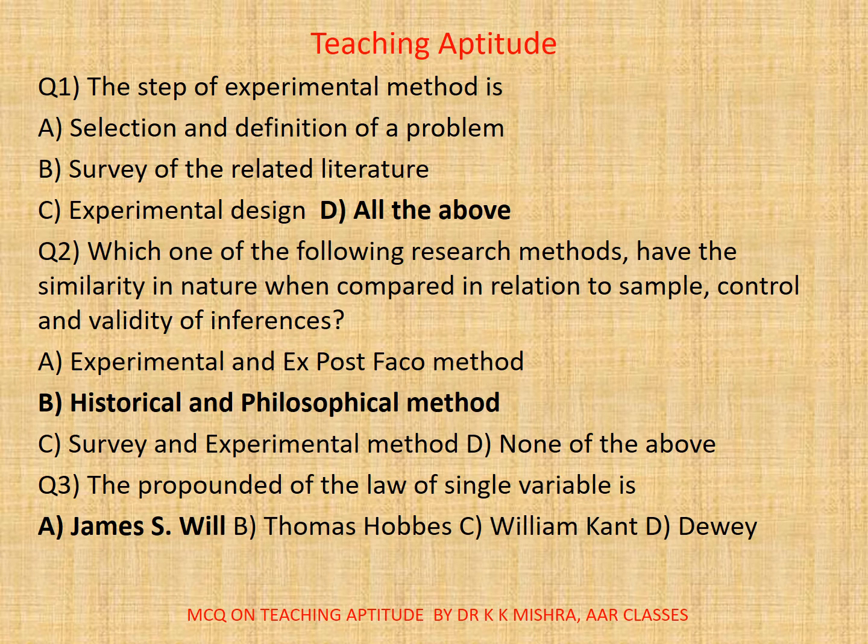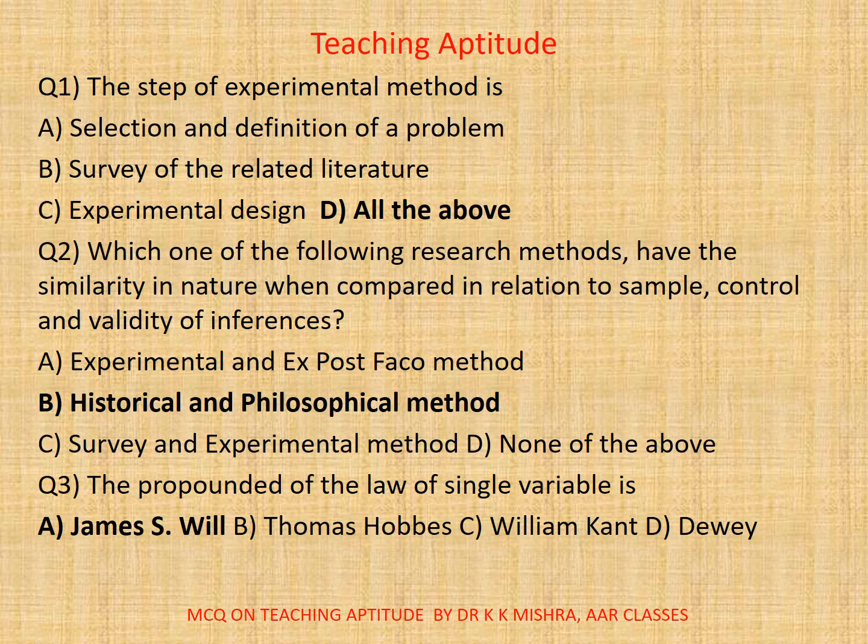Question number 1. The steps of experimental method are: A. Selection and definition of a problem. B. Survey of the related literature. C. Experimental design. D. All. The correct option is D.